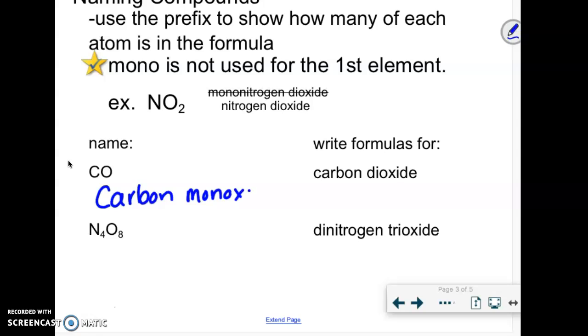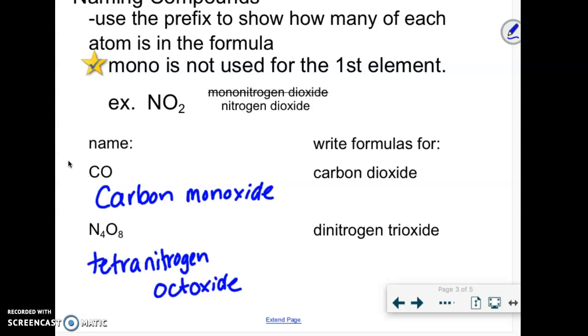So this is monoxide. The naming rules still apply where you change the ending to IDE, but now we're just doing the prefixes. This N4O8, 4 is tetra, N is nitrogen. So again, I'm not really changing that first word. Like before, we didn't really change the first letter, we just put the prefix in front of it. 8 is oct, so it's octoxide. Okay, so you just use those prefixes.